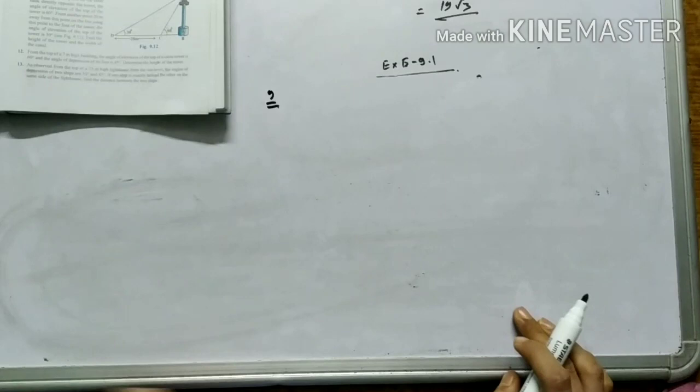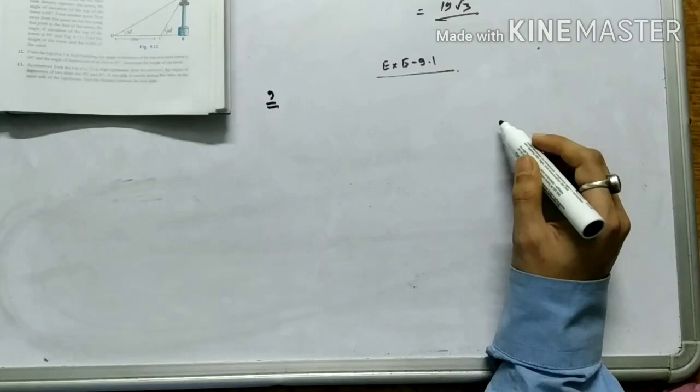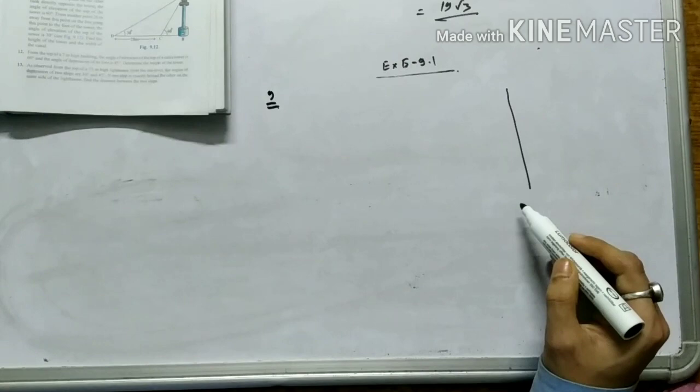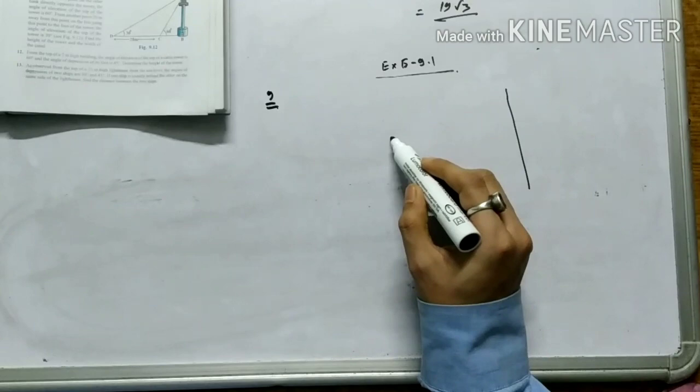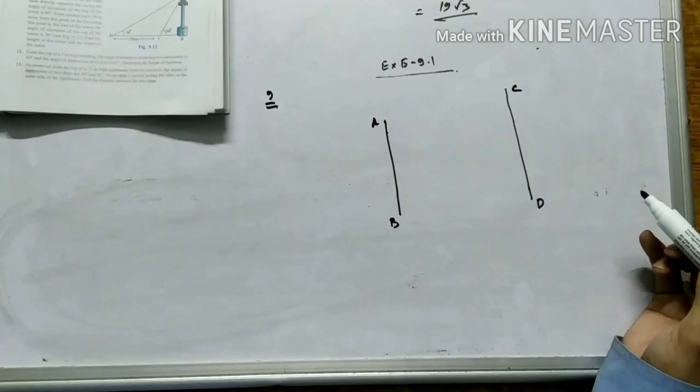Question number 9: the angle of elevation of the top of a building from the foot of the tower is 30 degree, and the angle of elevation of the top of the tower from the foot of the building is 60 degree. If the tower is 50 meter high, find the height of the building. So one building there, one tower there. The tower is 50 meter in height.